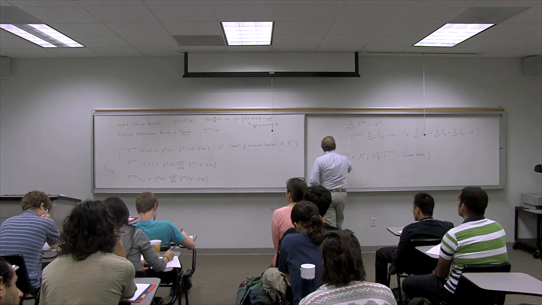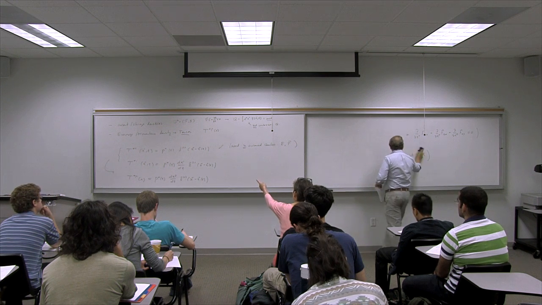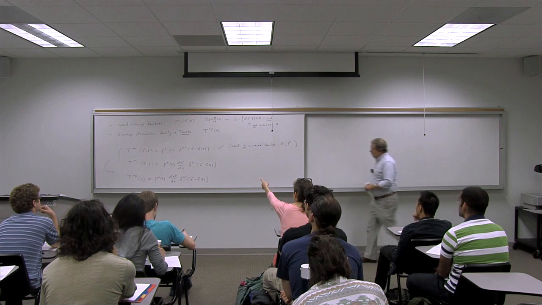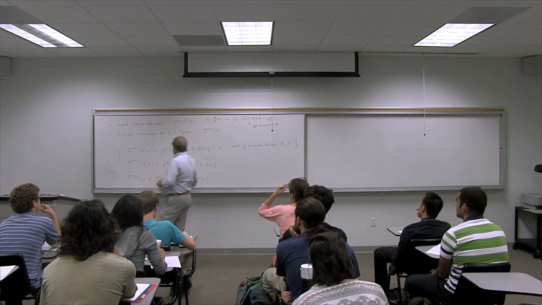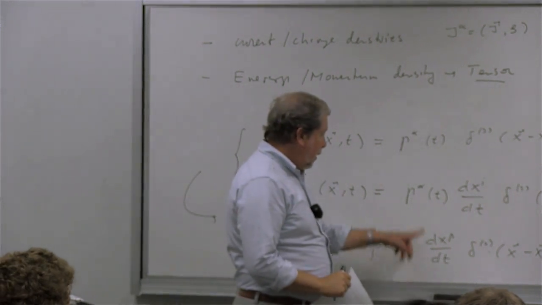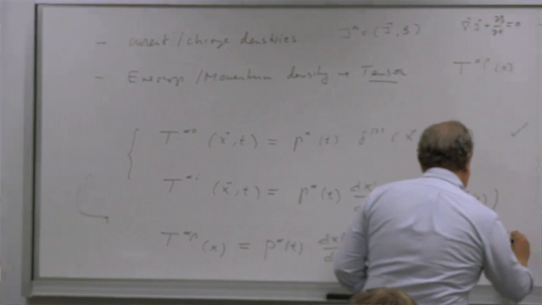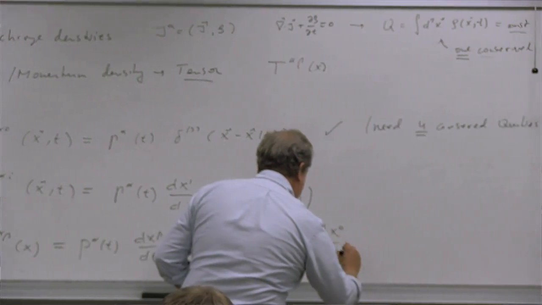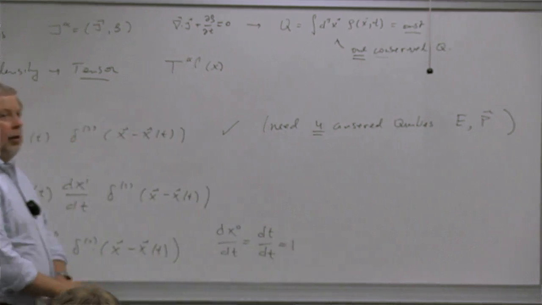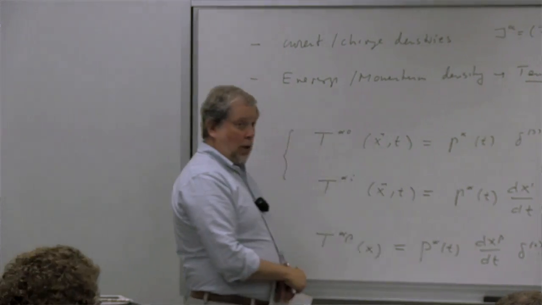Yeah, it has dt by dt, which is 1. If you bring this back to the previous one, you get dx^0 by dt, so dx^0 by dt is equal to dt by dt, which is 1. Okay, so there's a 1 here. Okay, so it works well.